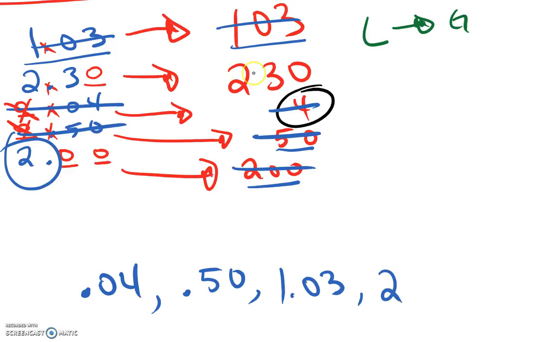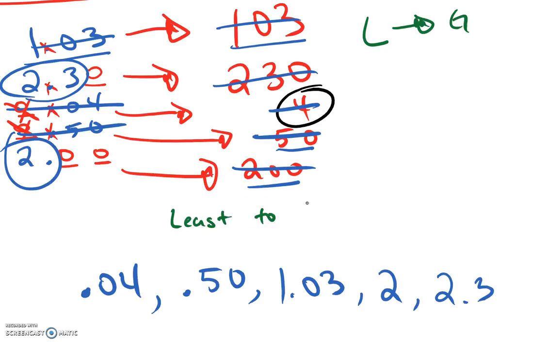And then last but not least is 230. Remember it was written originally as 2.3. So that's the number we write down last as we're writing them from least to greatest.